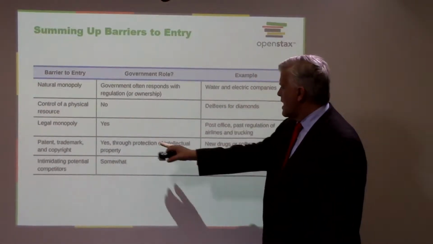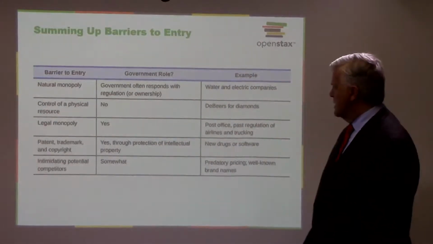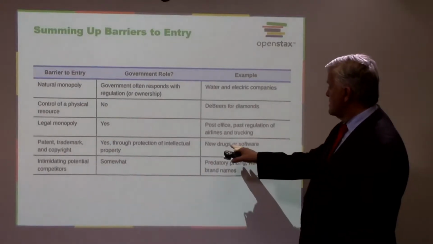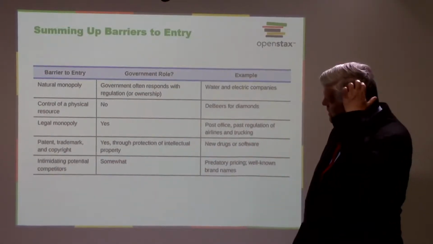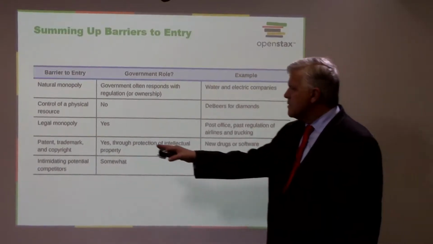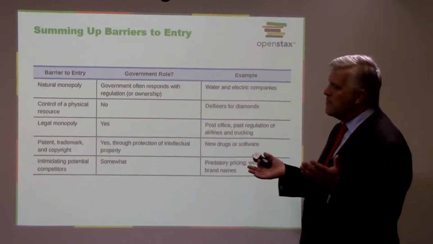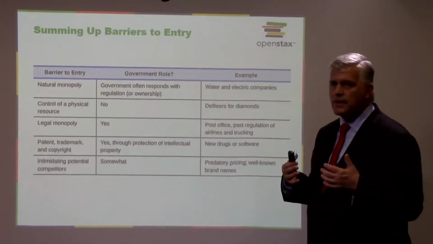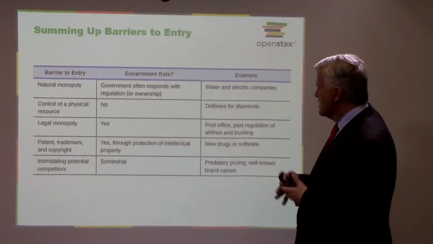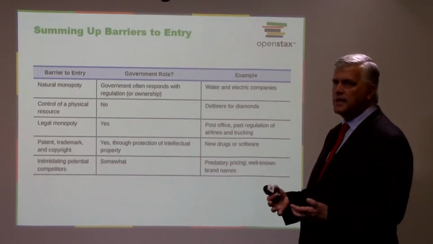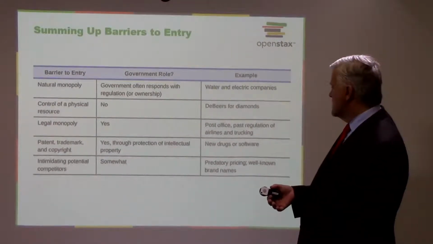Is there a government role? Yeah, through the protection of intellectual property. Examples of these are drugs or software. And then lastly, intimidating potential competitors. Is there a government role? Well, sure, somewhat. It's kind of fuzzy because you're not sure exactly what it is they're doing to intimidate unless it's an overt intimidation that's easy for anybody to see.